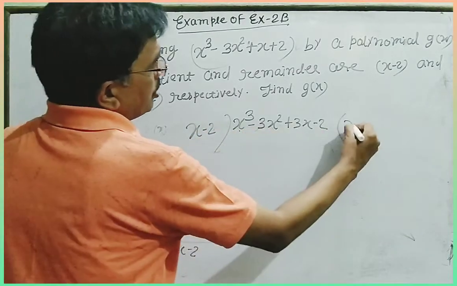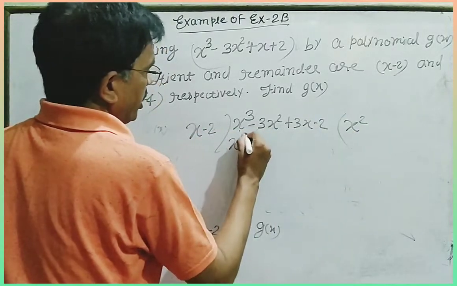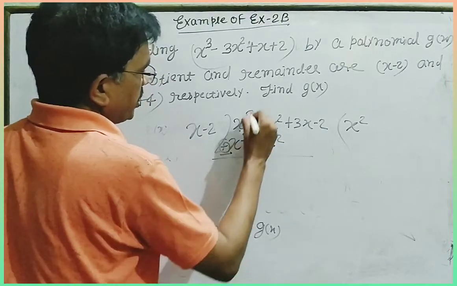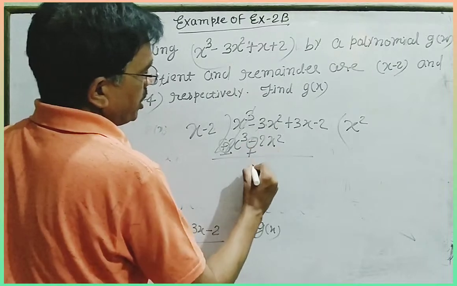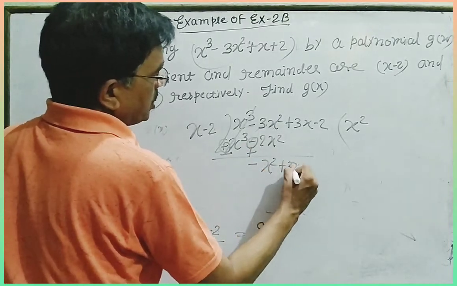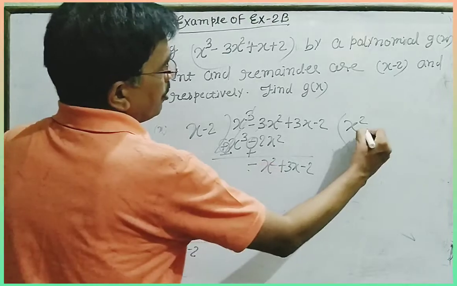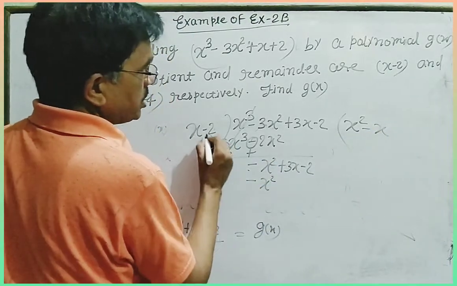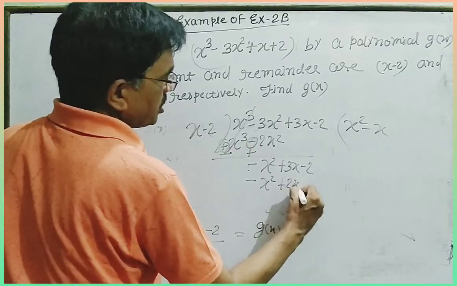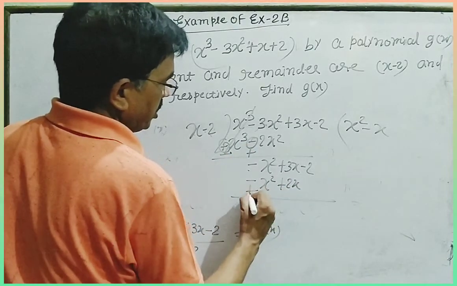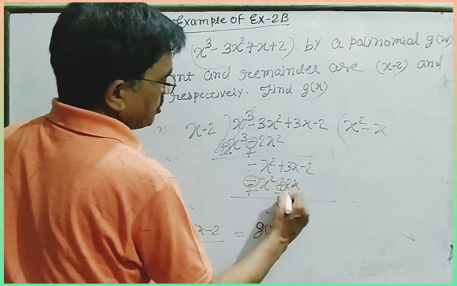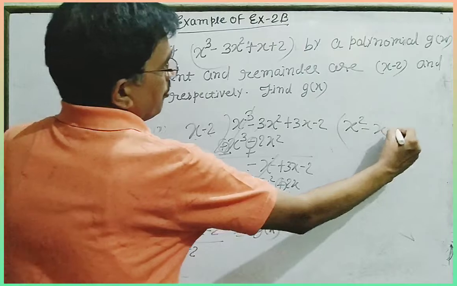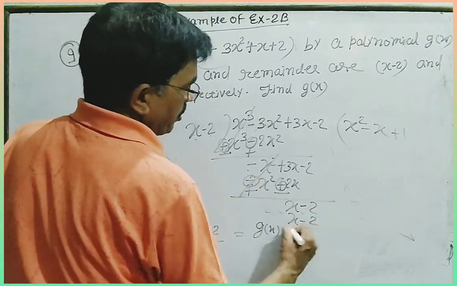Here is x cube, so divide to get x square. Then it is x cube minus 2x square. Here plus and minus cancel. Here minus and plus, then it is minus x square plus 3x minus 2. Now by minus x, then it is minus x square plus 2x, and the signs change, plus and minus cancel, then it is x minus 2. Now by 1 times, you get x minus 2.